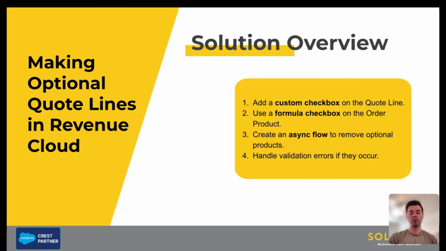Today I'm going to walk through creating a custom checkbox on the quote line, creating a custom formula checkbox on the order product, an async flow that will actually remove those optional products. And then I'll show how to handle some errors that may pop up with this.